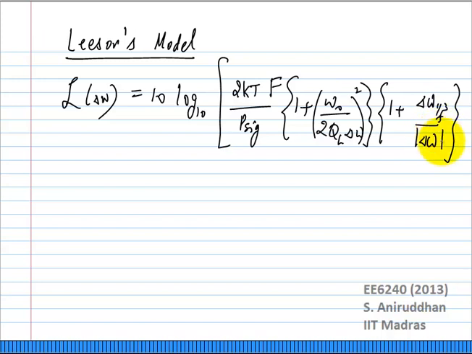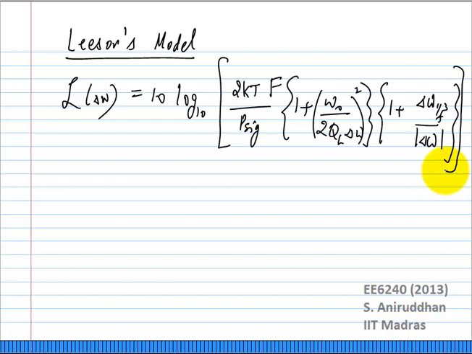So really this expression says the noise is 10 log of 2 kT by P sig times some factor F, times you now have two terms. The first term is 1 plus omega naught by 2 Ql delta omega the whole square, times the second term which is 1 plus delta omega 1 over f cubed by delta omega.